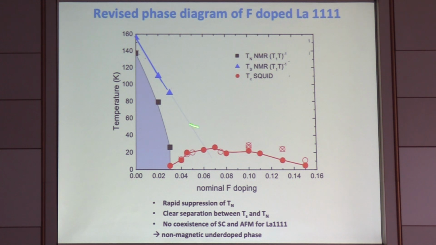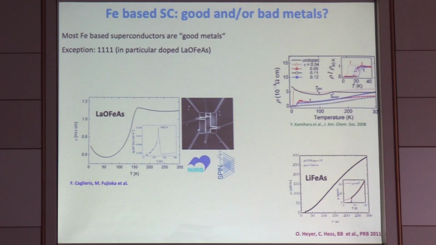But there is this line here, which I draw, which makes a lot of sense, and you will see it later on. So that's the phase diagram which we got from the polycrystalline samples, and you will see later on that we get a similar one for this first series of single crystals which we have.